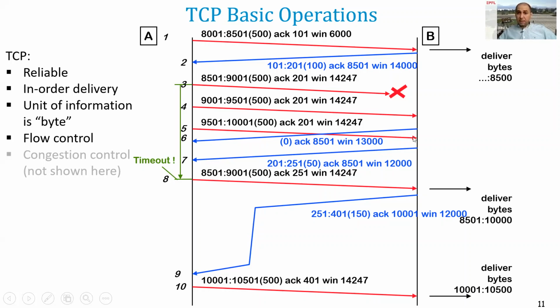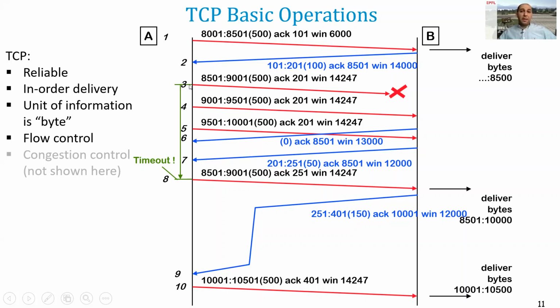A continues sending data. B again sends an acknowledgement only for 8,501, and it sends some data from its side to A. The data received from these two packets cannot be delivered to the application, because if they are delivered, this will create some out of order delivery of data to the application. So they are put in a buffer, just waiting for the lost data to be recovered before delivering them to the application.